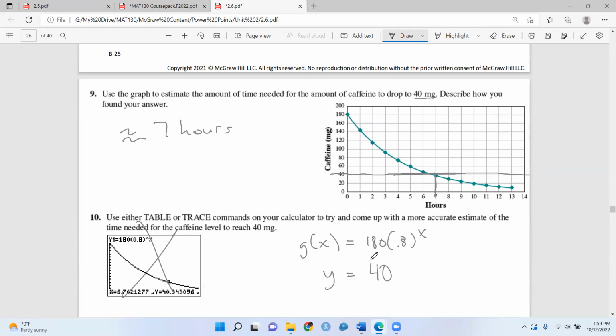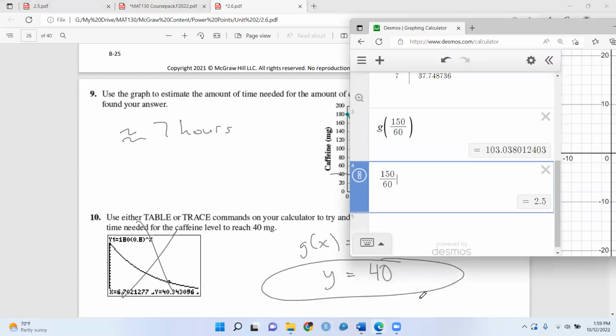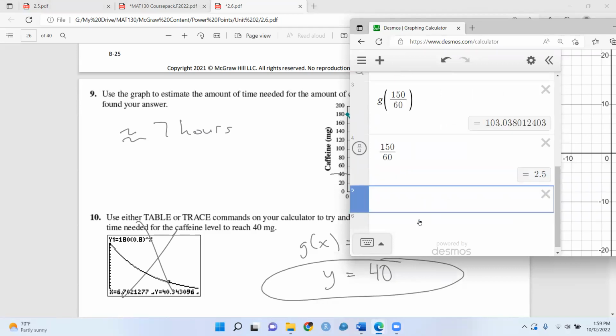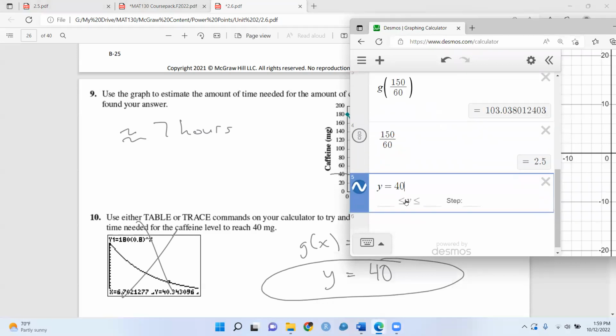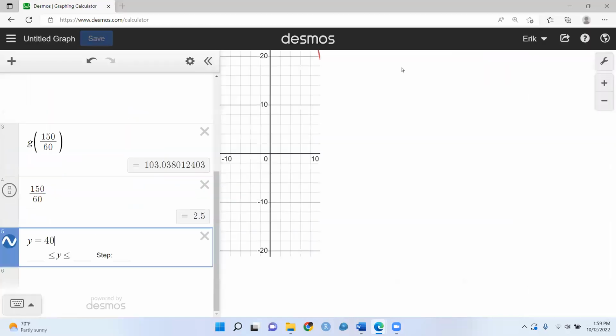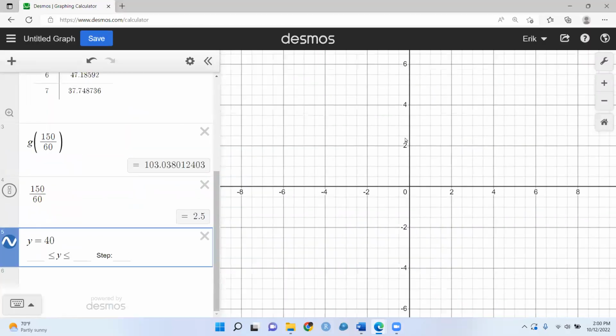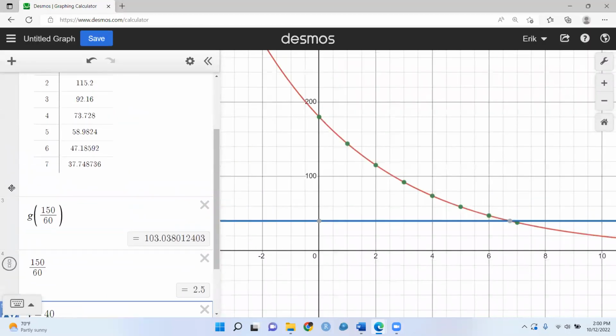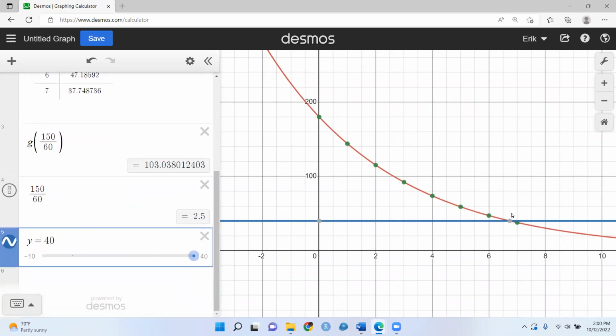And I'm going to type this into Desmos and see what the picture gives me. So I'm going to type y equals 40. Now, let's look at our graph. Oh, we can't see it. Well, we have this nice handy tool, so I'm going to do zoom fit. There we go. Here's our g of x function that is modeling the amount of caffeine in our system after x amount of hours. Here is the equation y equals 40.